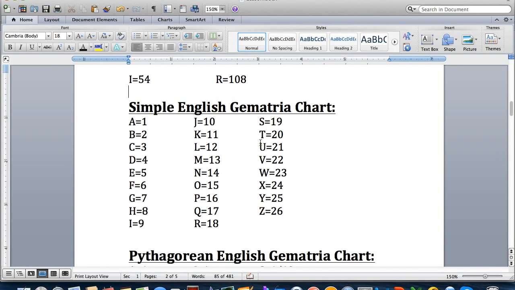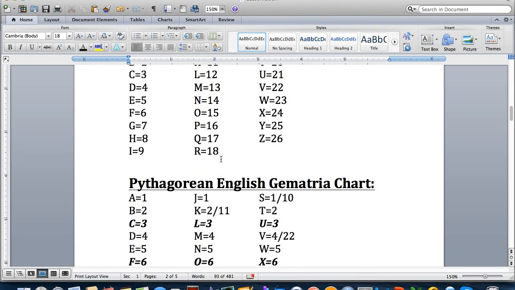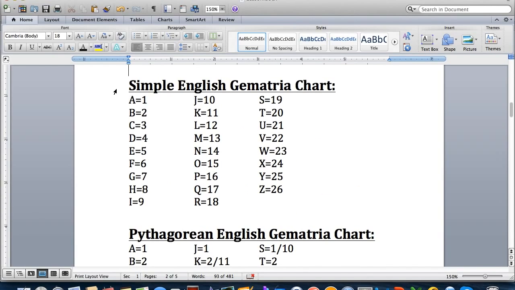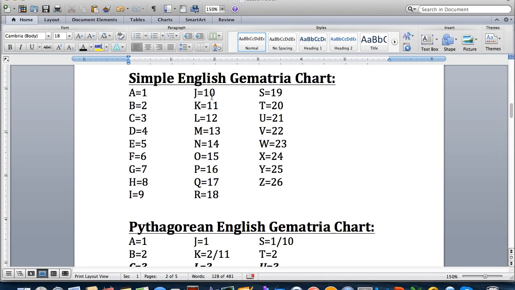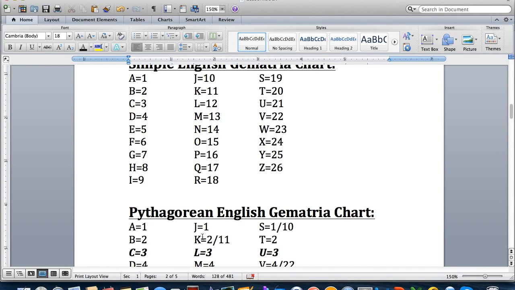And what we're going to look at here is Pythagorean gematria. The reason I have the simple English gematria chart here is to make it easier to understand. In simple English gematria, the letters A through I are 1 through 9. When you get to J, you enter double-digit numbers. This is where it changes in Pythagorean gematria, at J. In Pythagorean gematria, A through I are still 1 through 9, 1, 2, 3, 4, 5, 6, and so on. But J, instead of being 10, becomes 1, because 1 plus 0 is 1. K becomes 2, because 1 plus 1 equals 2.